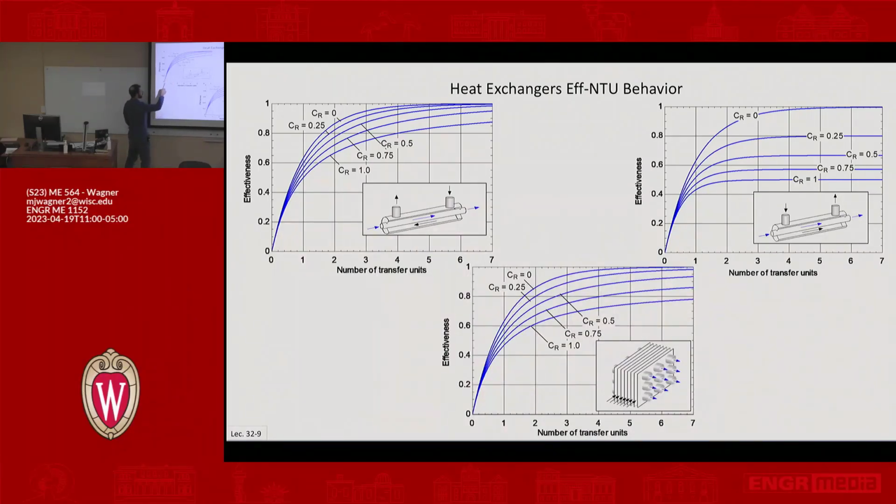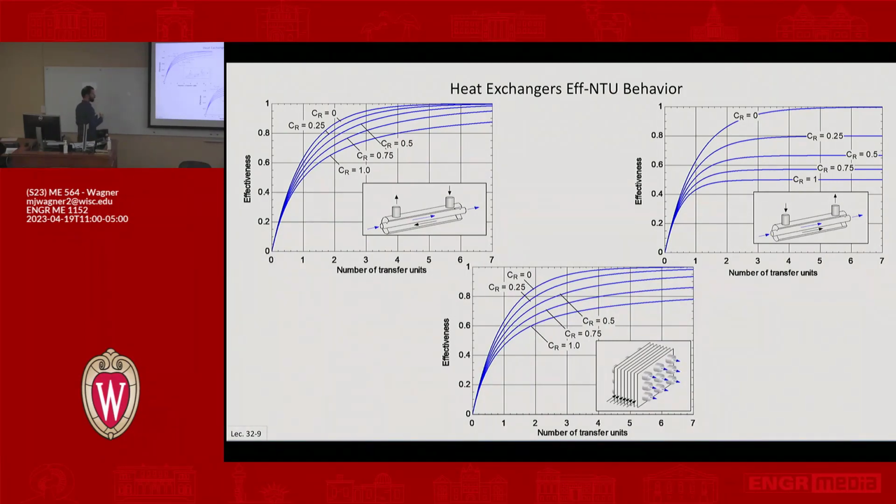So let's say I have a balanced flow where the capacitance ratio is equal to 1. Both the capacitance rates are the same. In that situation, this is going to be the performance. I just look at the normalized size, the number of transfer units, and I might decide that for a capacitance ratio of 1, I might want an NTU of 4 if my goal is to get to 80%.